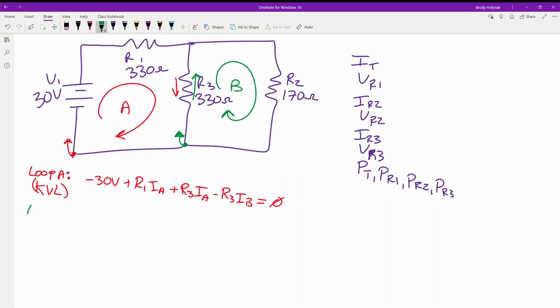So our loop B, we want to do Kirchhoff's voltage loop as well. So if we start here, and based on this current, what are we going to have first? Yep. So we're going to have plus R3IB minus R3IA, because that takes into account the total voltage drop of this guy.